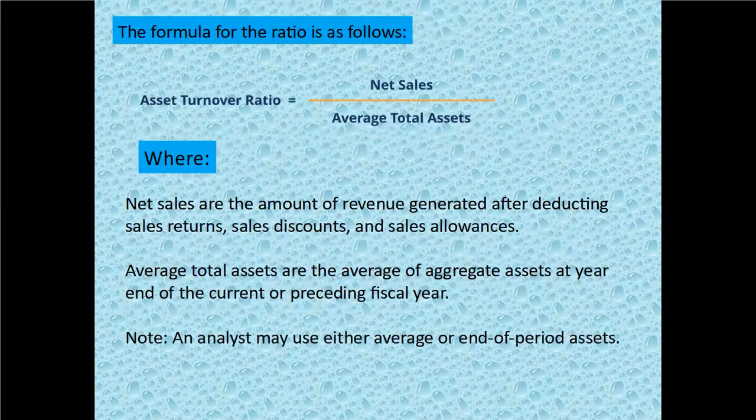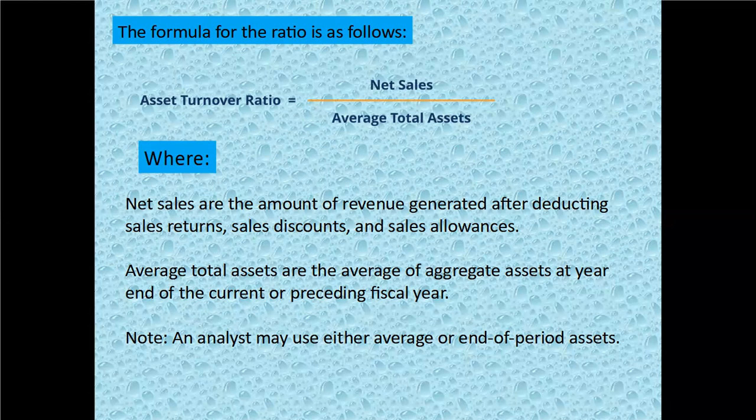The formula goes like this. Asset turnover ratio is nothing but net sales divided by the average total assets. I will take an example to understand. And here the net sales are the amount of revenue generated after deducting sales return, sales discount, and allowance, and these kind of things. This is net sales basically.